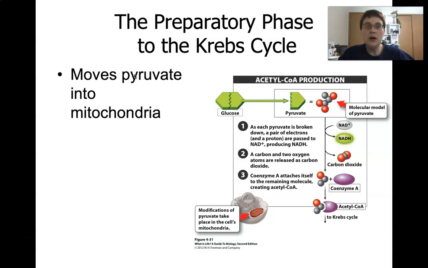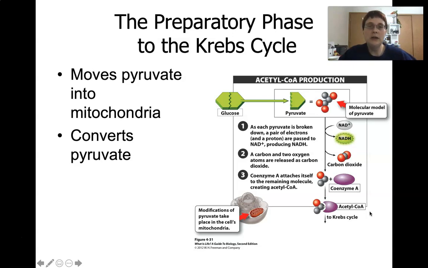And so the first part of this preparatory phase, or the prep step, as some people call it, I like that too, is to take the pyruvates and move them into the mitochondria. Remember, in glycolysis, we broke the glucose into 2 pieces. So those 2 pyruvates are going to get moved into the mitochondria before we start the Krebs cycle. It's also going to convert the pyruvate, putting it through some steps to turn it into a molecule called acetyl-CoA, just so it's easier to work with in the Krebs cycle.